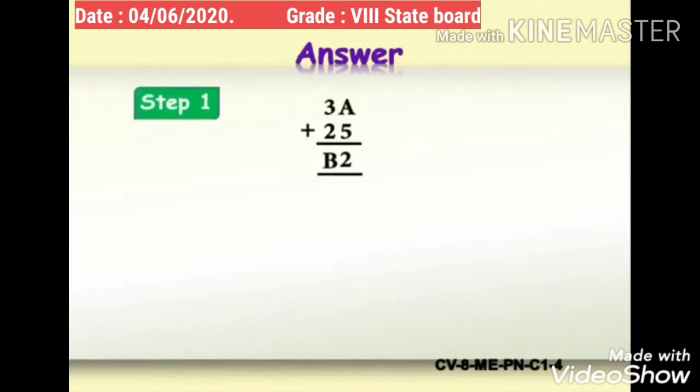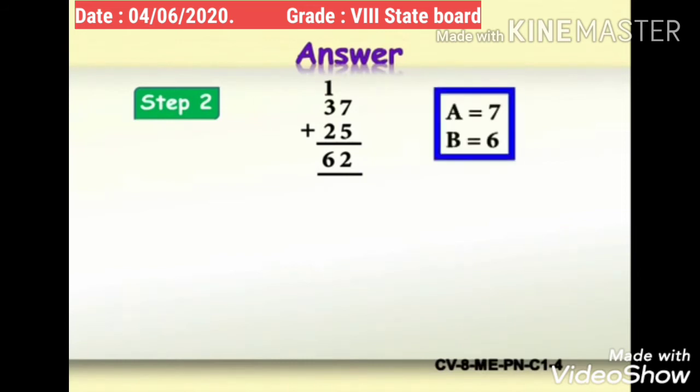Step 1. In addition of A and 5, which is giving 2, this is possible only when digit A is 7. In that case, sum of A, that is 7, and 5, will give 12, and 1 will be the carry for the next step. Step 2. After replacing A by 7 and adding 37 to 25, we get 62. Hence, what is B here? B is 6. Therefore, A is 7 and B is 6.